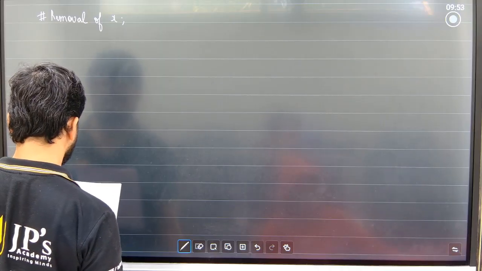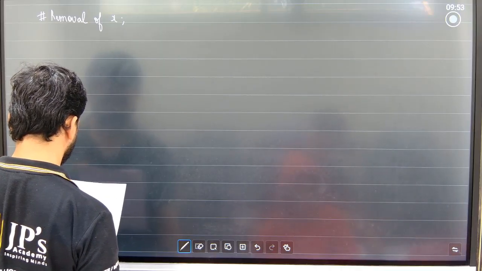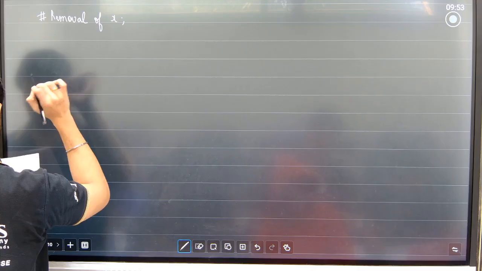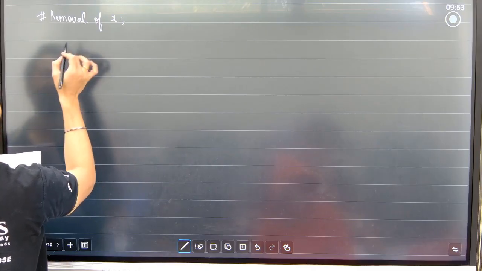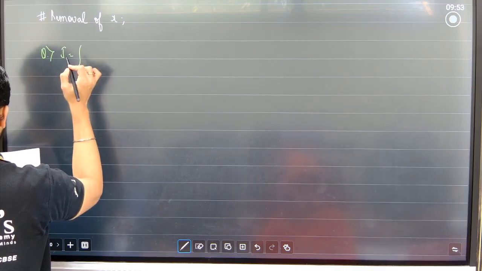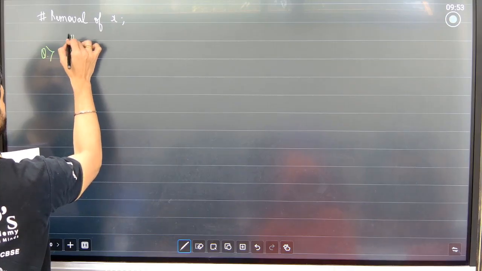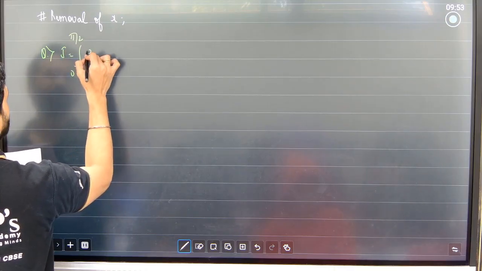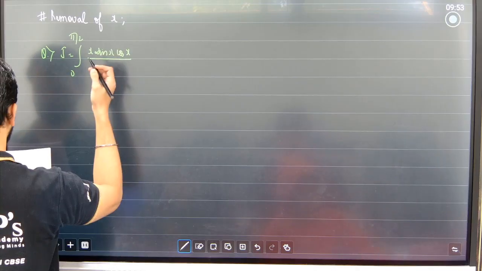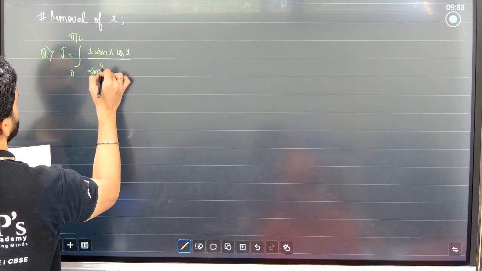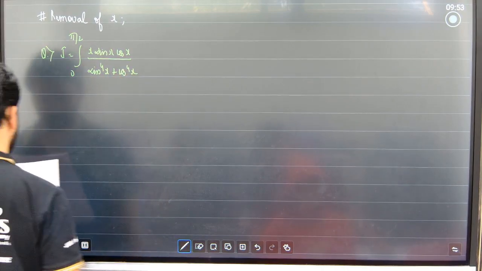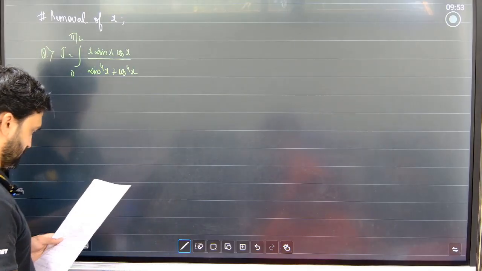Say for example, let's take a question. I is equal to integration 0 to pi by 2 x sin x cos x upon sin raised to 4x plus cos raised to 4x. Okay.